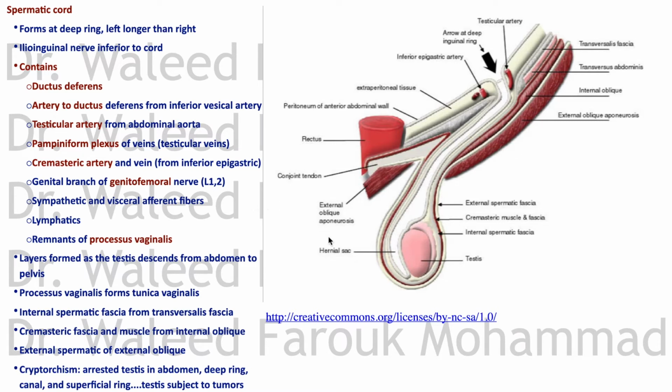Of course, there's a case called cryptorchidism in which the testis is arrested either at the deep ring, in the canal, or at the superficial ring, and in either case it's pre-malignant, because testicles cannot perform in the high temperatures of the body. It's precancerous, actually highly malignant, so cryptorchidism must be dealt with surgically.